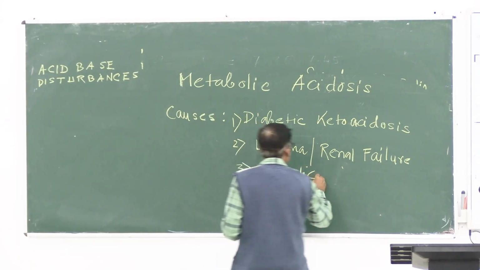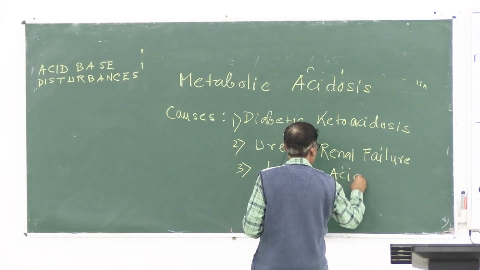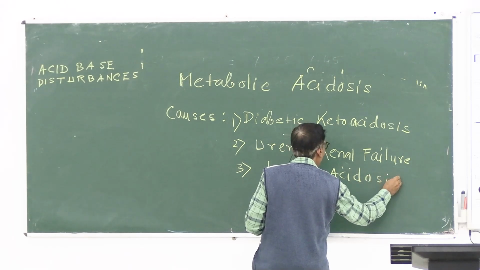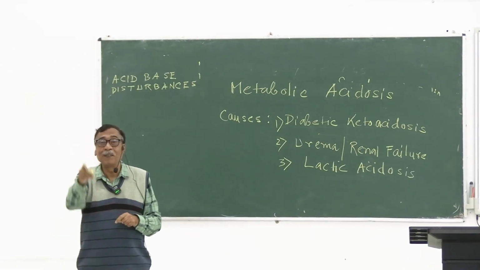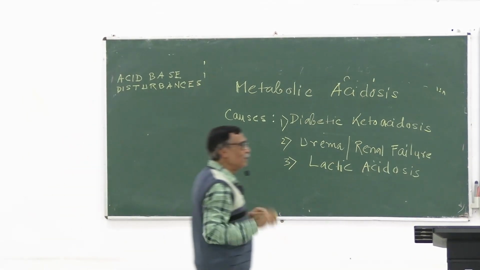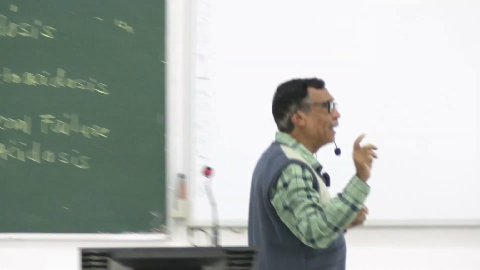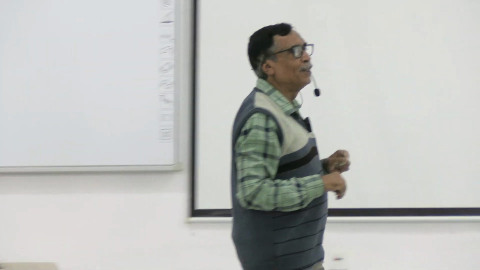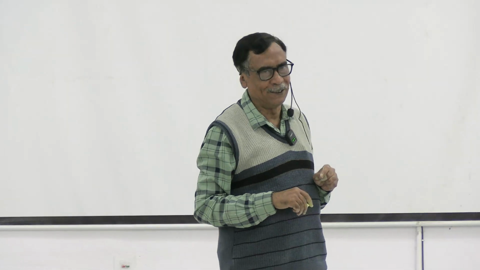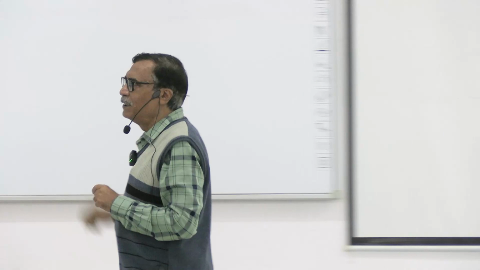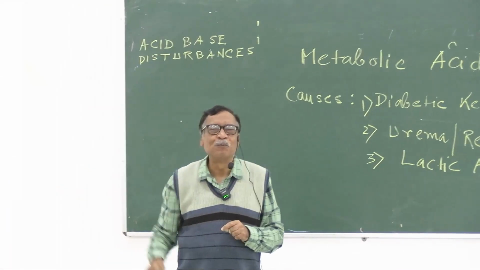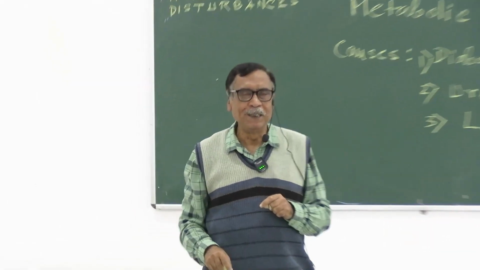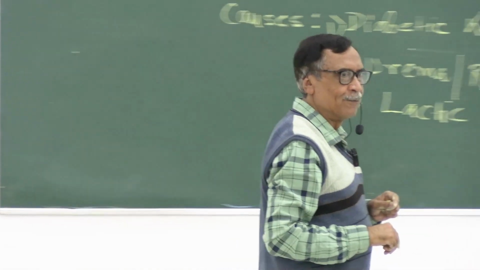Lactic acid is continuously produced in our body, but lactic acidosis does not occur. What is the fate of lactate in carbohydrate metabolism? Lactate is converted to glucose by gluconeogenesis. But in severe lactic acidosis, not all the lactate will be converted to glucose, and that lactic acid will impart metabolic acidosis.